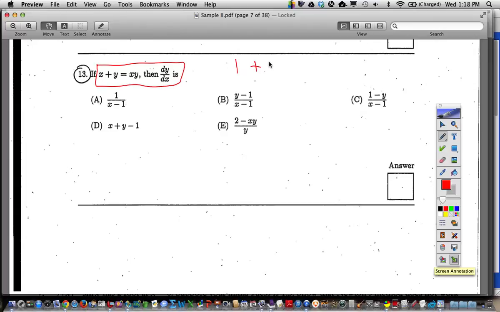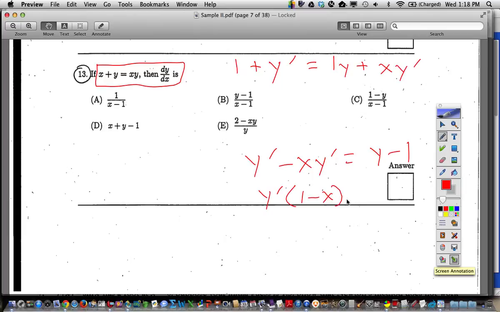Derivative of y prime. Got it? Product rule. So 1y plus xy prime here. Yeah, so it's just pretty much a differential equation. Or excuse me, an implicit differentiation. So now you want to get the y primes together. So if I subtracted these over here I'd have y minus 1. Take out a y prime, I get 1 minus x.